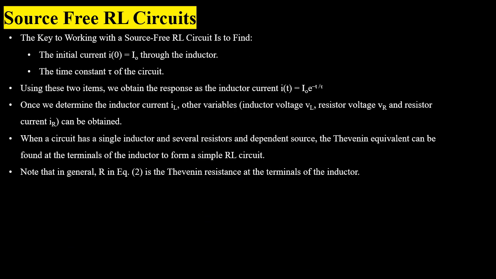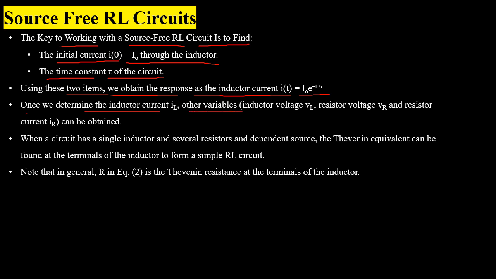During the analysis of a source-free RL circuit, you have to keep two things in mind. First of all, you must have information related to the initial current stored in the inductor, which is represented by I naught, and the time constant of the circuit. Using these two quantities, you can easily find the current through the inductor, which will be equal to I naught multiplied by exponential of minus t over tau, where tau is the time constant. And once you know the inductor current, you can easily find the voltage of the inductor, resistor voltage, and resistor current.